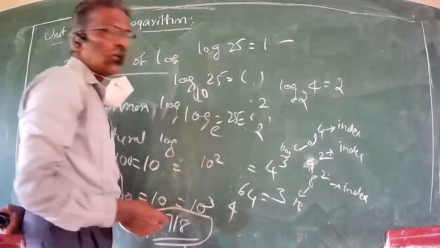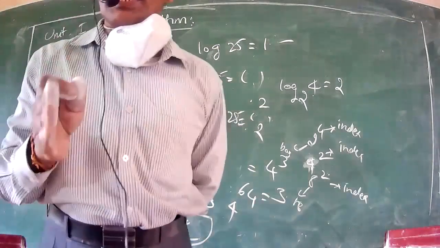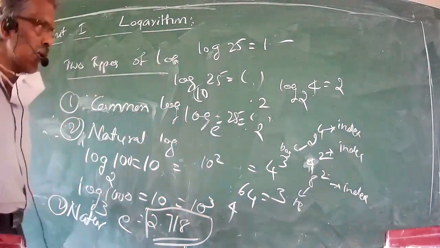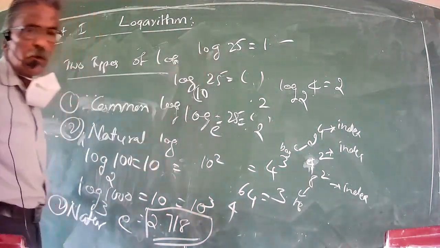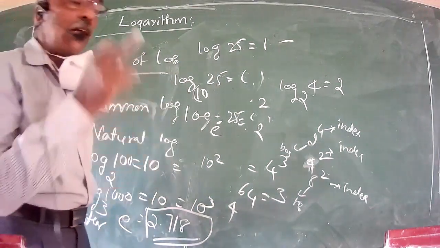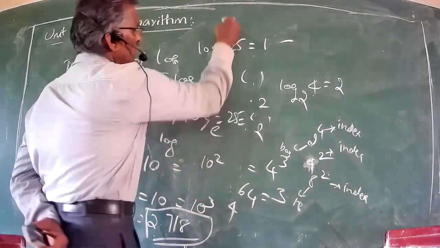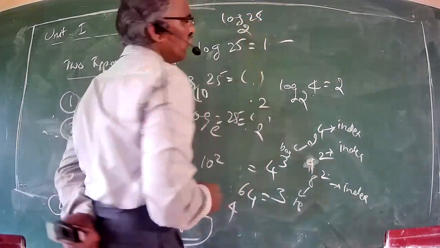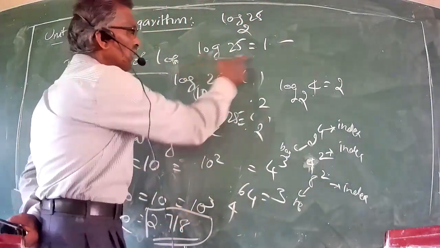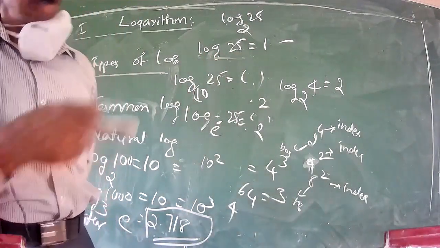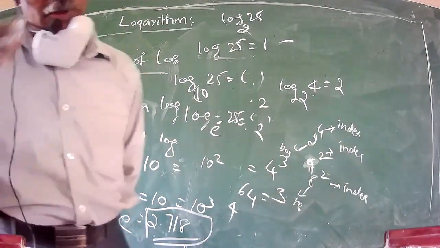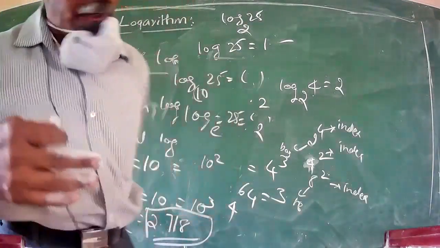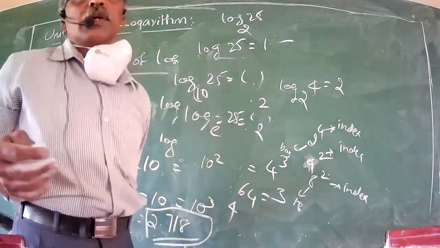If nothing is written, then we generally think that the base is 10, unless and until it is written otherwise. If it is log of 25 to the base 2, then the base is 2. If nothing is written, you should know that the base is 10. These are the two types, and the notations will be like this.